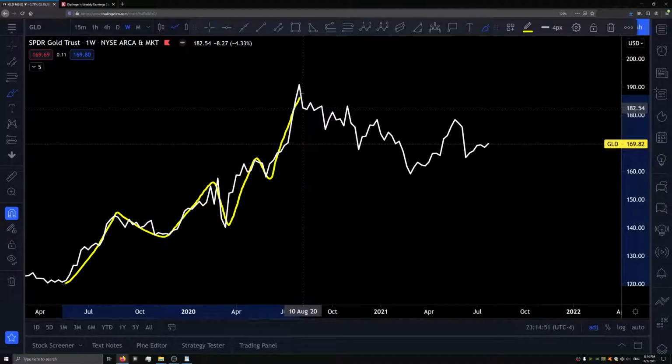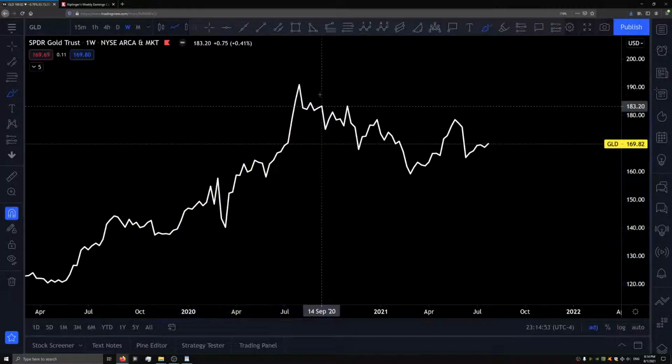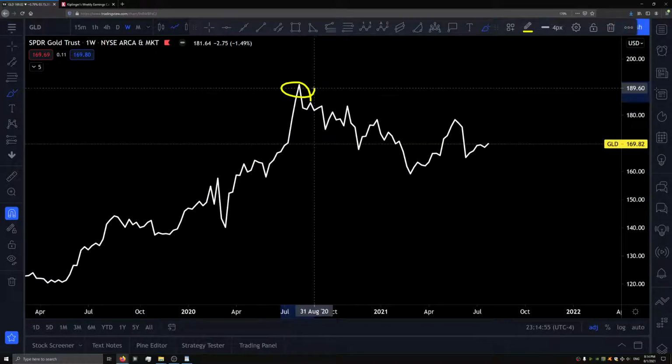And then we had a pivot point here exactly 1 year ago.